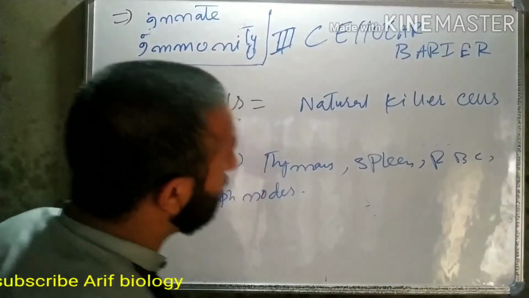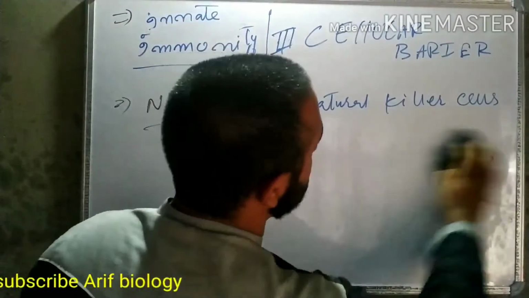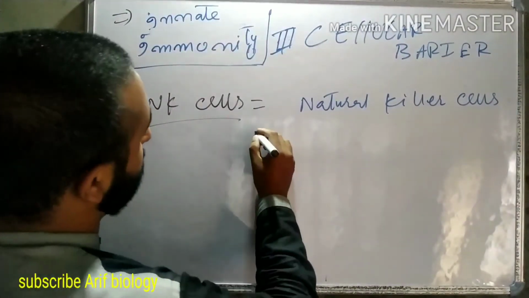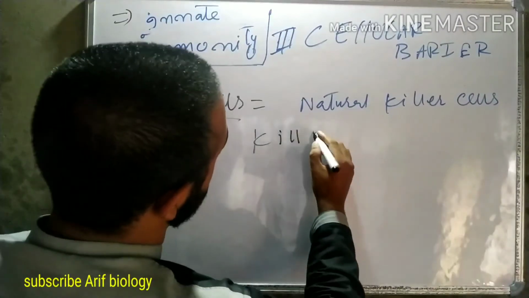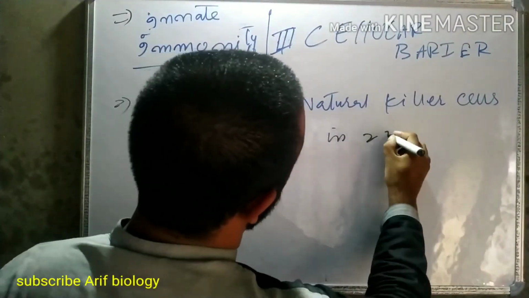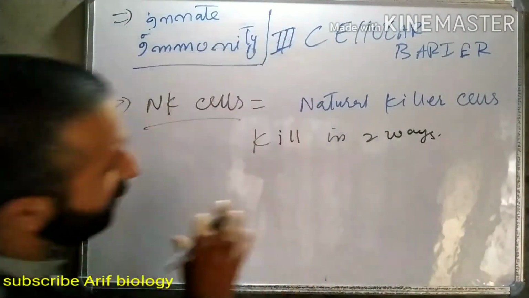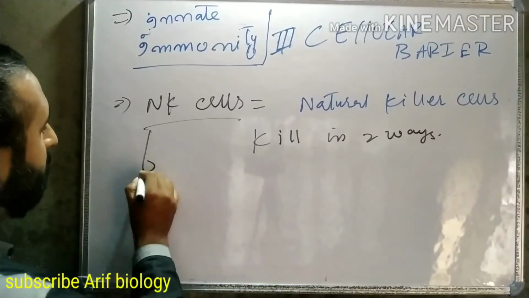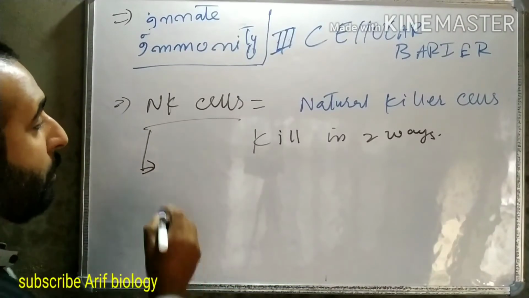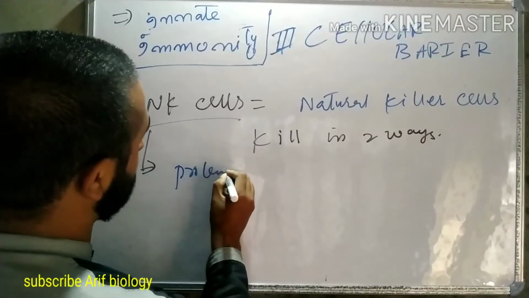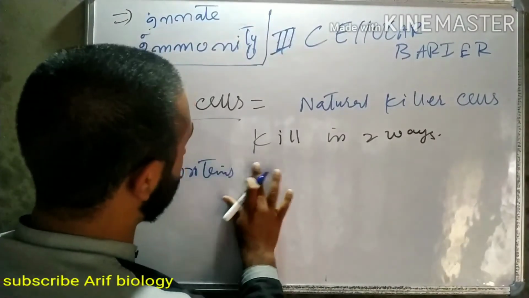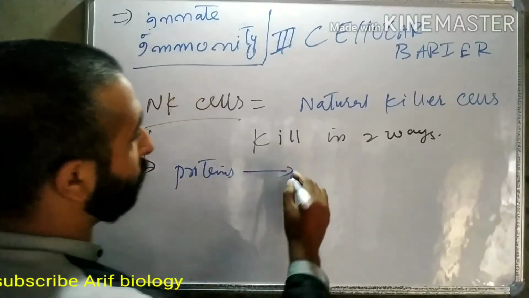Now, these natural killer cells kill in two ways. The first is that these NK cells secrete a type of protein. What name do we give to those proteins? These are known as porphyrins.